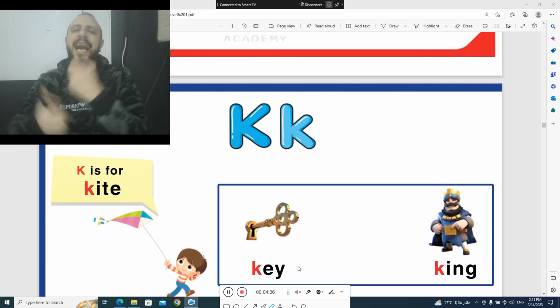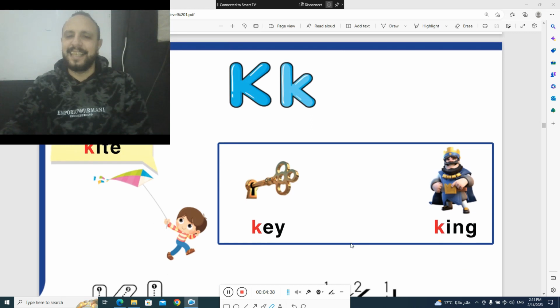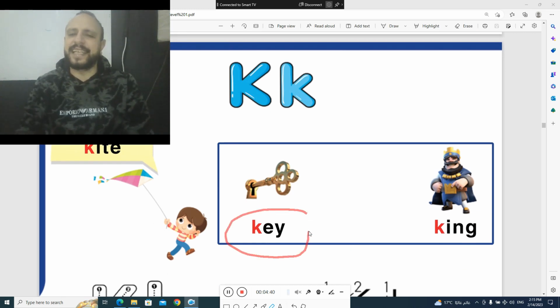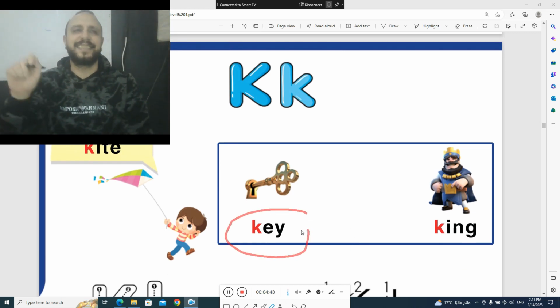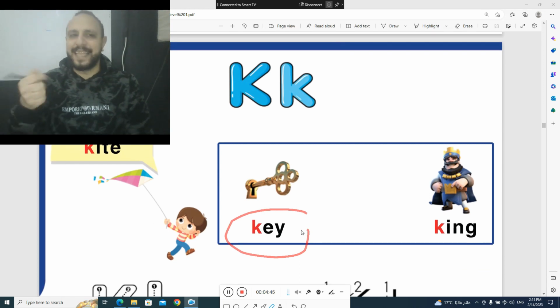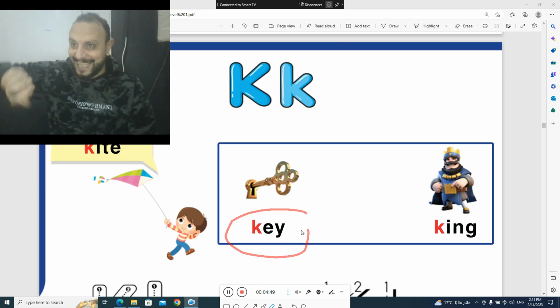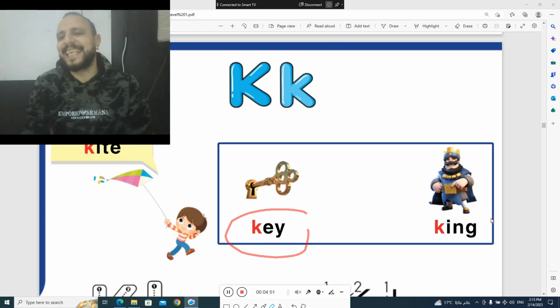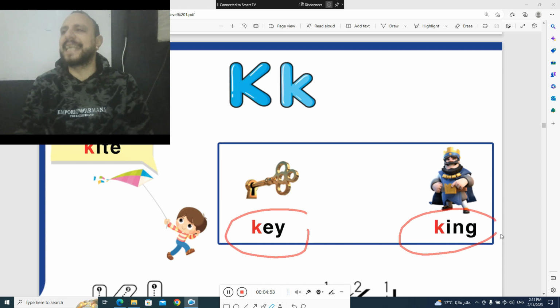I can fly a kite. K is for K. Key. Open with the key. Close with the key. K is for K. King.